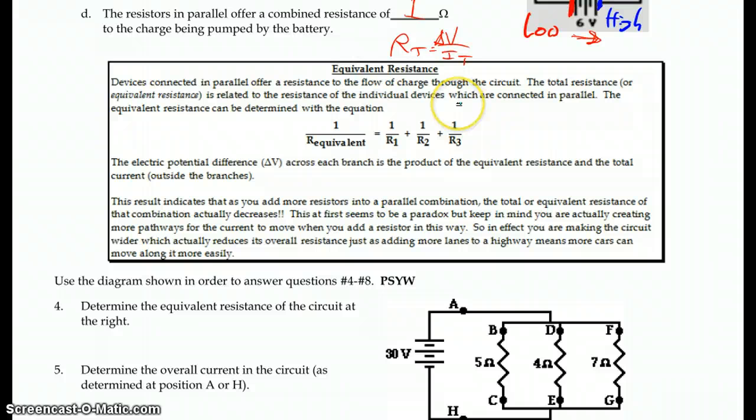Okay, now in our first case there, both resistors were the same value. They were both 2. Anytime you have resistors that are all the same value, you can just take their value and divide by the number that you have. In this case, it was 2. And you would get 1 ohm.